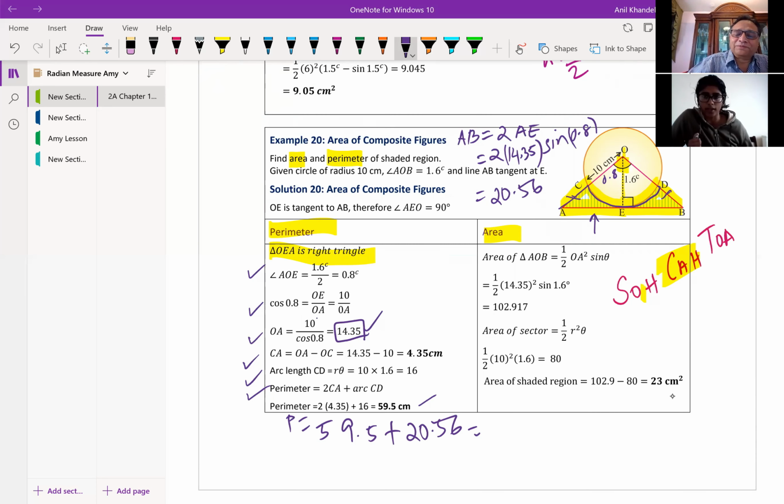Or 80.088. Yeah, 80.1 to 3 significant figures. Correct. So there you go. And the units are centimeters. Yeah. Perfect. So that's good.